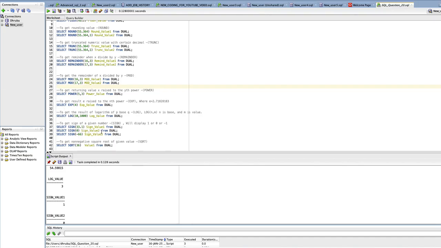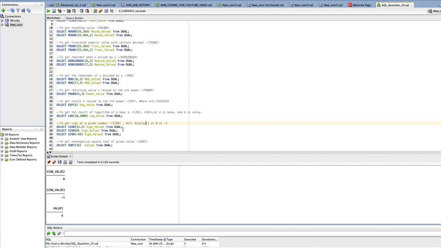The next function is the sign function. It can display only 3 values: 1, 0, and negative 1. For all positive values, it gives 1, for a 0 value it displays 0, and for all negative values it displays negative 1. We have 3 examples here. 33.1 is a positive value, that gives the value 1. The 0 value gives 0. Negative of 66 gives the value negative 1. The next one is square root. Square root of 36 gives the value 6.